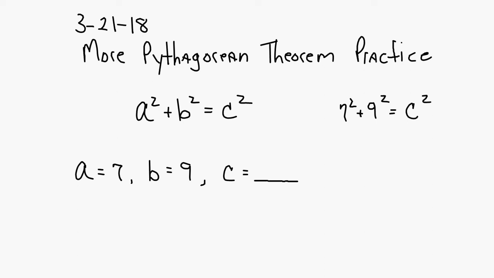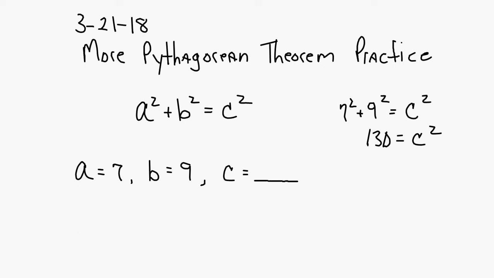And then in your calculator, you can just type this, okay? You can type 7 x squared plus 9 x squared and push equals. And it'll say 130 is equal to C squared. And you can just leave that number sitting in your calculator. And that's what it should look like on your paper.